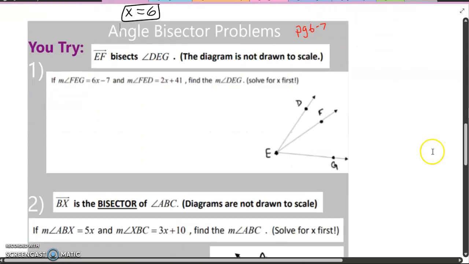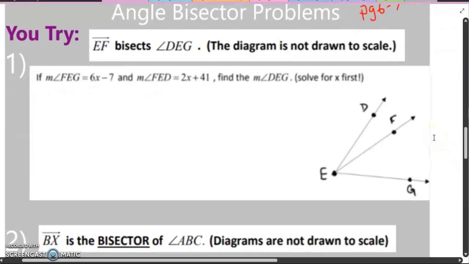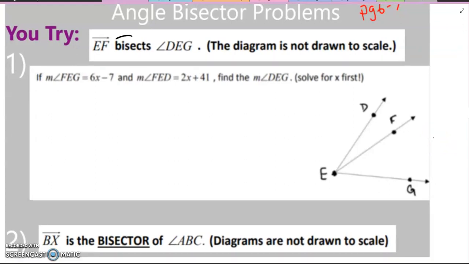All right, this is the last one I'm going to do with you together, and then you're going to try the next few. So once again, we have EF is bisecting DEG. So you need to have this word bisect being used in order for us to use the ideas that I'm teaching in this video. So once again, we have FEG. So that's this bottom half here. So we're going to say half. And then FED is the other half.